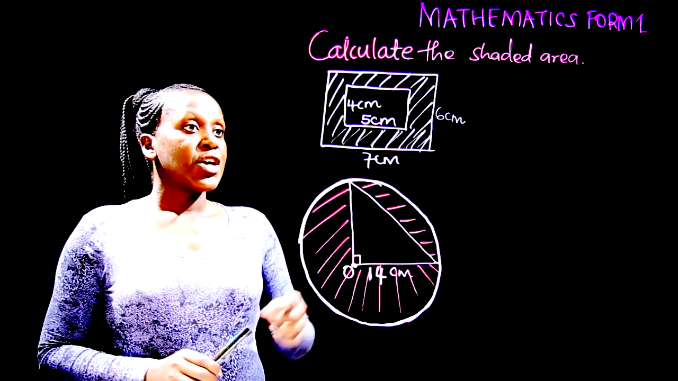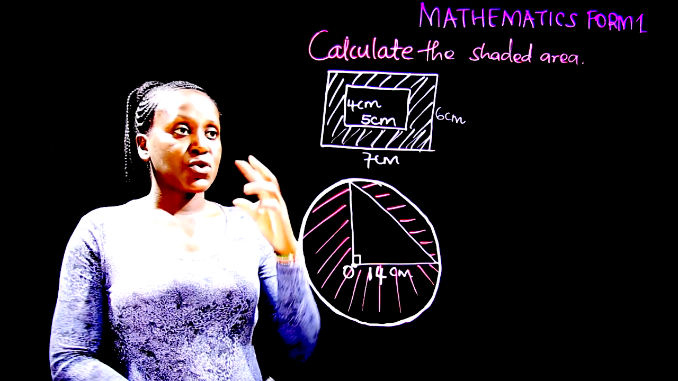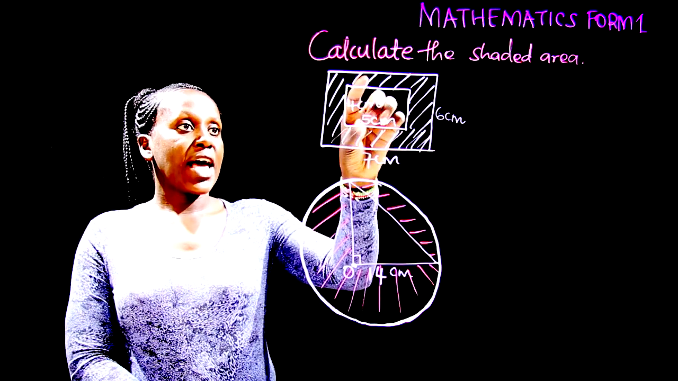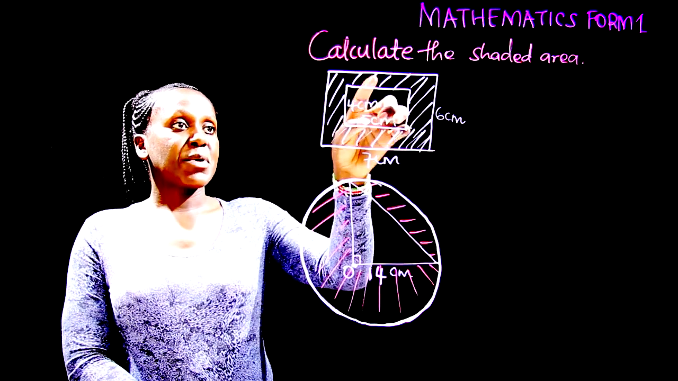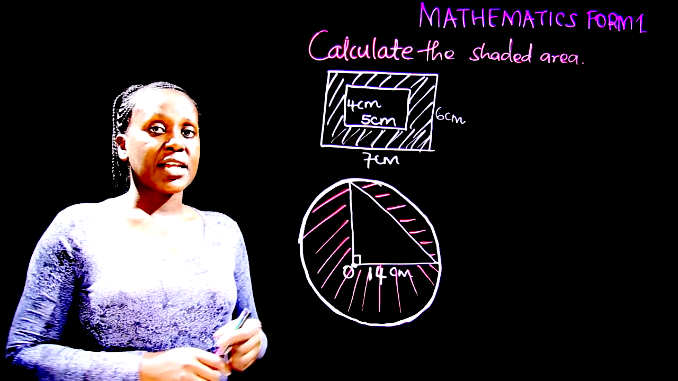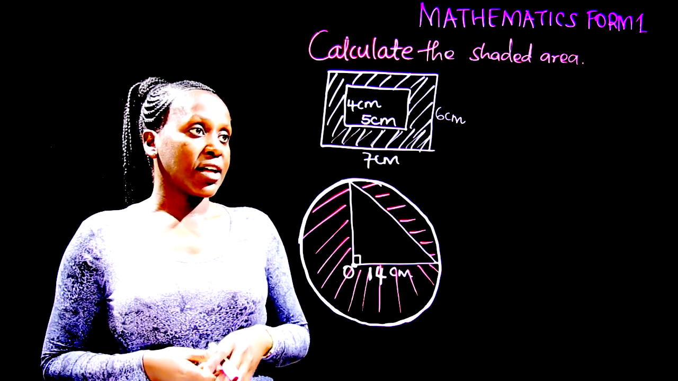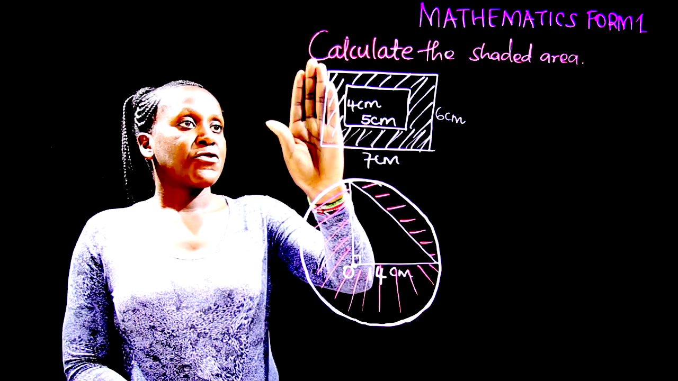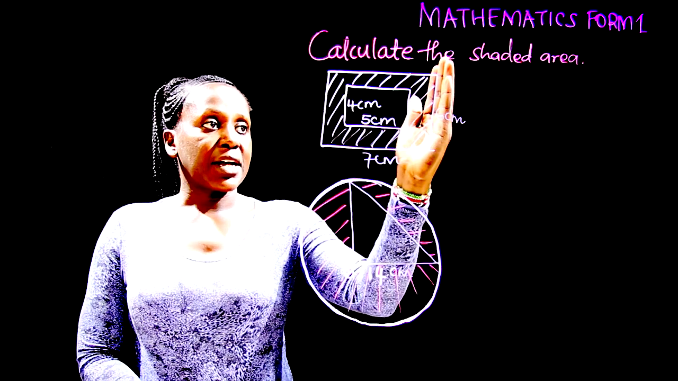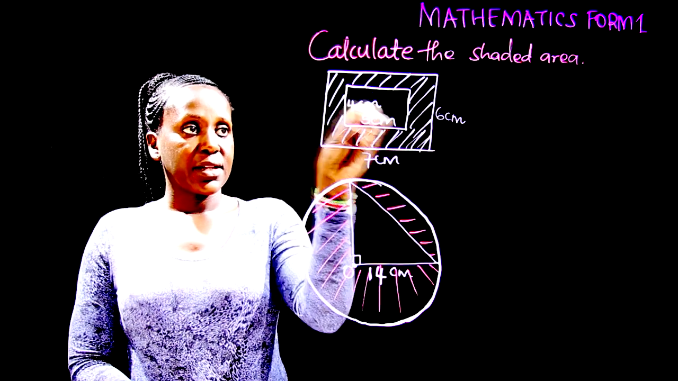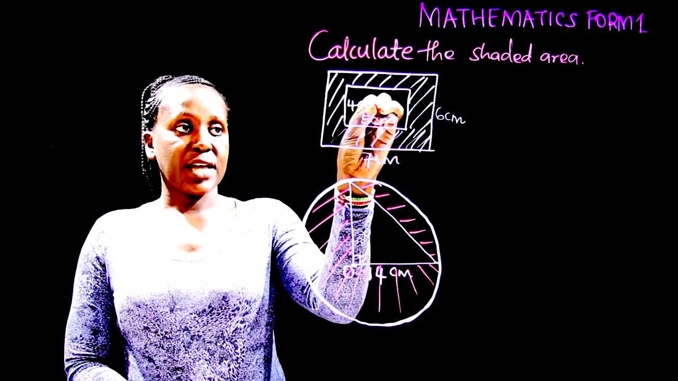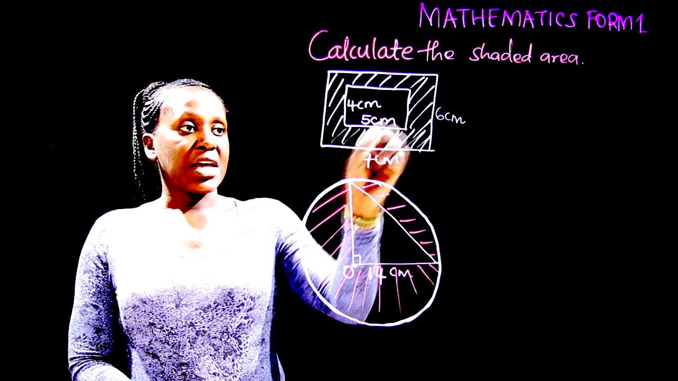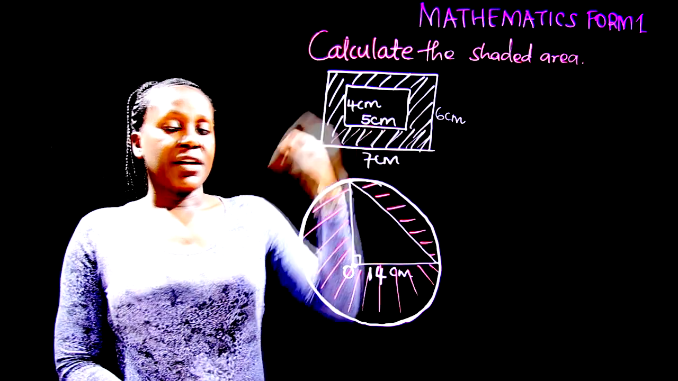shaded regions. So in this case, we have two rectangles. One is small and the other one is big. So the space between them is shaded and we need to determine that area. So when you look at this, you realize that if you take the area of the big rectangle minus the area of the smaller rectangle, you will be left with the area of the shaded region.